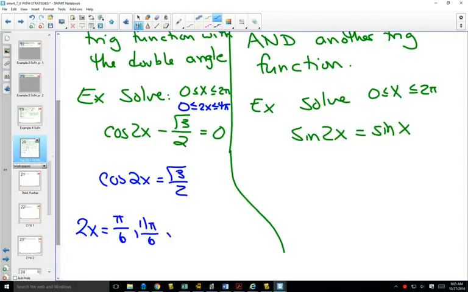In the second time around, you'd add 2 pi to this one. And of course, 2 pi is equal to 12 pi over 6. So you would get 13 pi over 6. And add 2 pi to 11 pi over 6 will give you 23 pi over 6. So there's our answers between 0 and 4 pi.